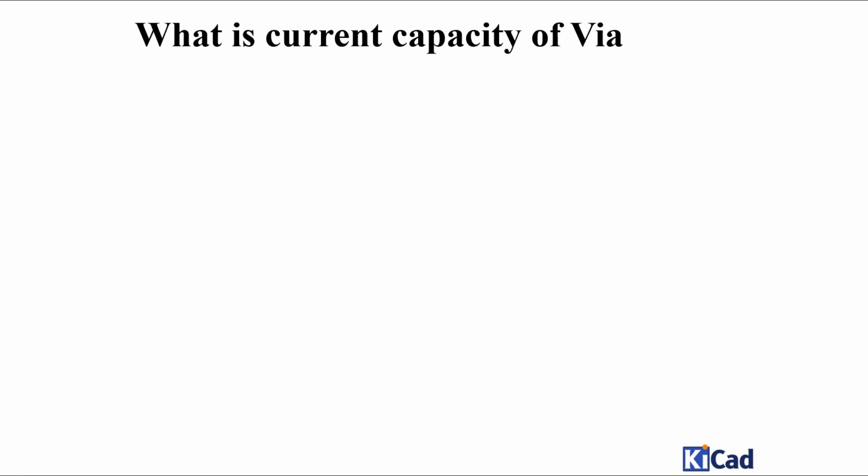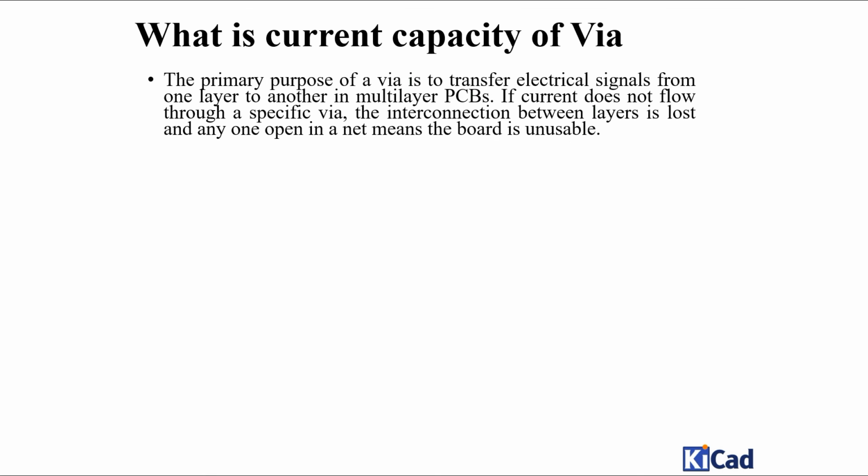The next is the current capacity of the via. The primary purpose of a via is to transfer electrical signals from one layer to another in multi-layer PCBs. If current does not flow through a specific via, the interconnection between layers is lost, and any one open in a net means the board is unusable.